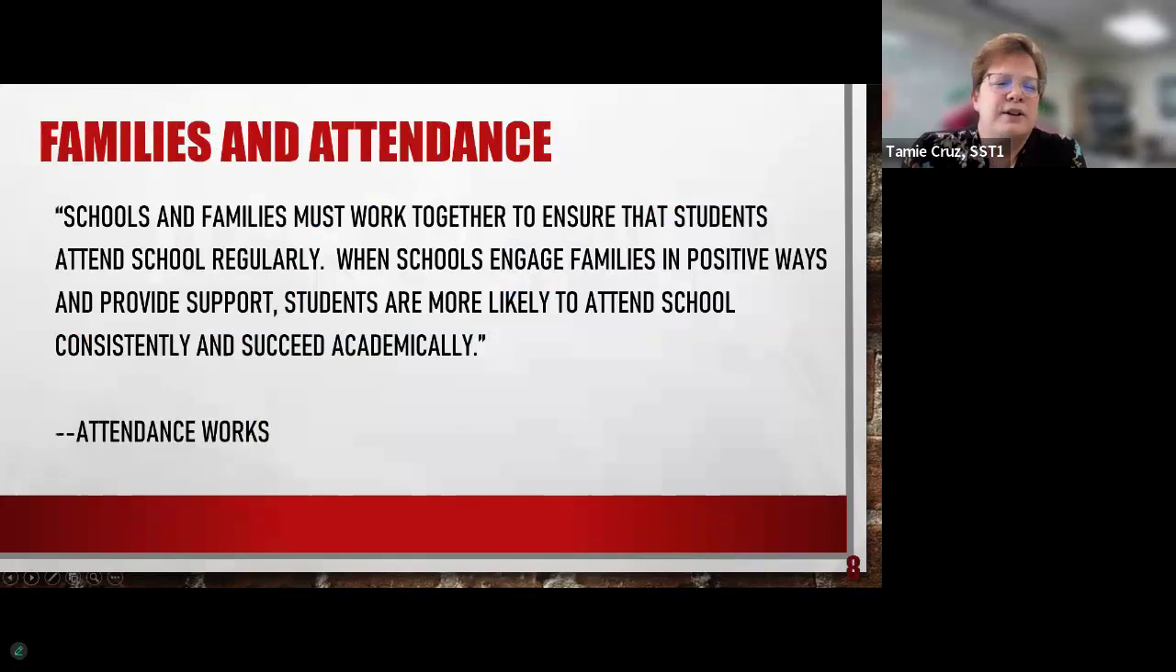I appreciate it. So, according to Attendance Works, this is a quote from their website: Schools and families must work together to ensure that students attend school regularly. When schools engage families in positive ways and provide support, students are more likely to attend school consistently and succeed academically. From PBIS training, we know the best way to change behavior is to point out what someone's doing right, what they're doing well. And so we want to try to focus on the positives wherever we can.